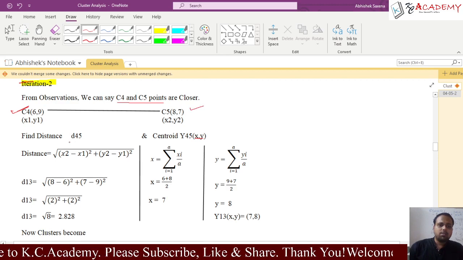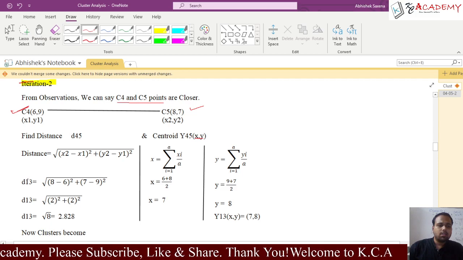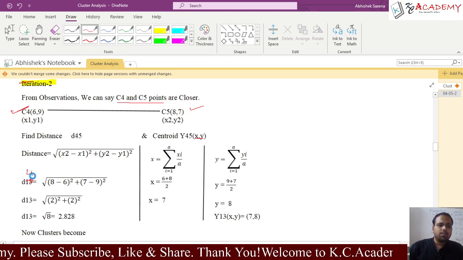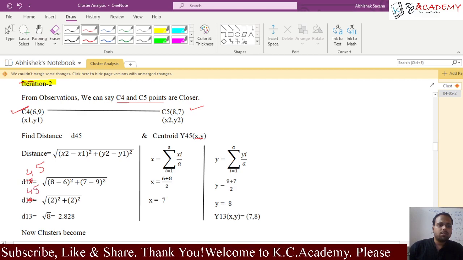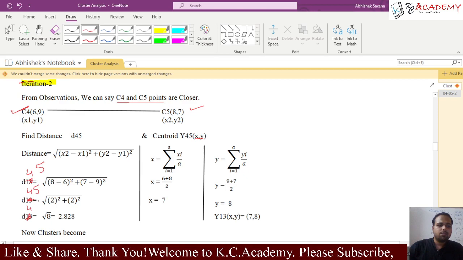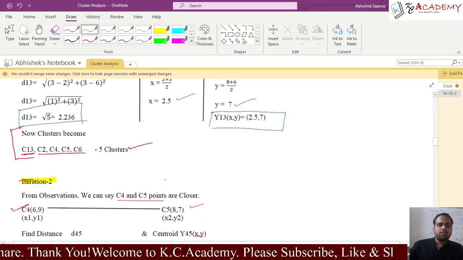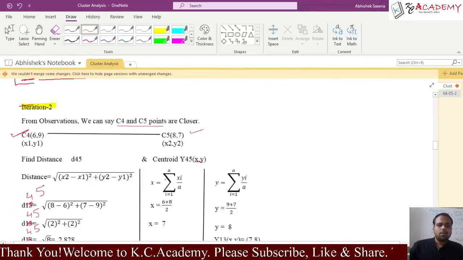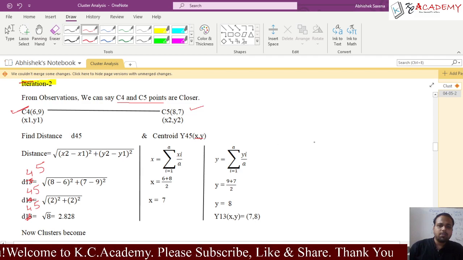C4 and C5, similarly the distance formula, now we can apply it. And this is not 1 3, that is 4 5. This is d45. So what is d45? What data will we get?